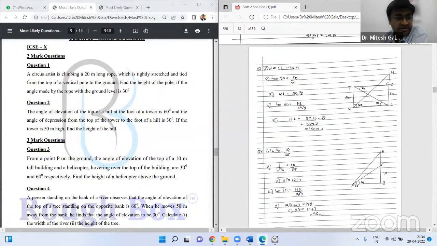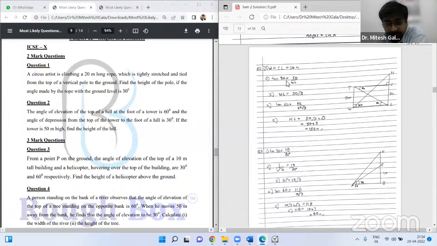So here, they say the angle of elevation of the top of a hill at the foot of the tower is 60. And the angle of depression from the top of the tower to the foot of the hill is 30 degrees. If the tower is 50 meters high, find the height of the hill. So you take this triangle, get this base, then take this base and find something.